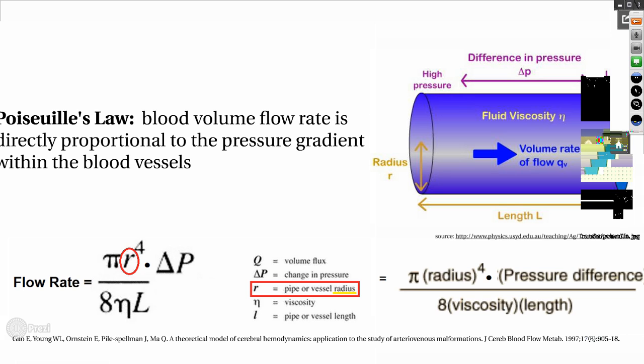So something that I want you guys to notice right away, and that's what that circle is here for, is that our flow rate is directly proportional to the radius of our vessel to the fourth power. What that means is if we decrease the radius of our cross-sectional area, i.e. our vessel, then we decrease the volume flow rate, as you can see from the equation.